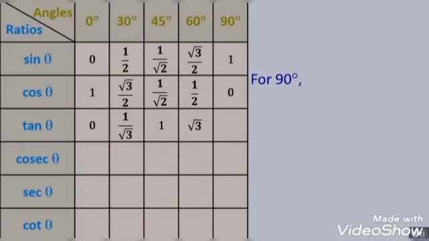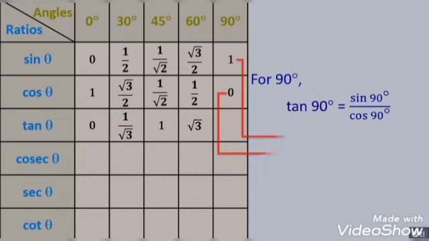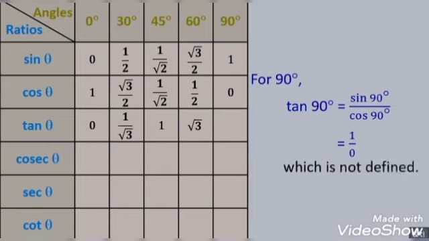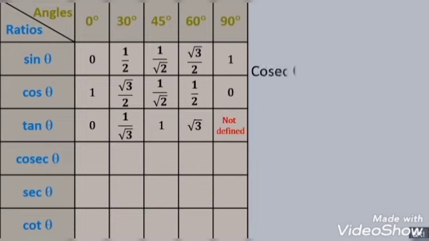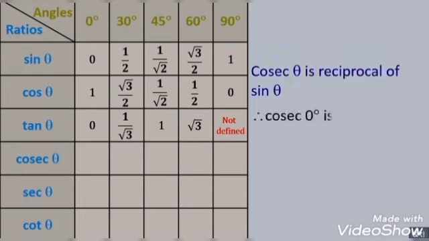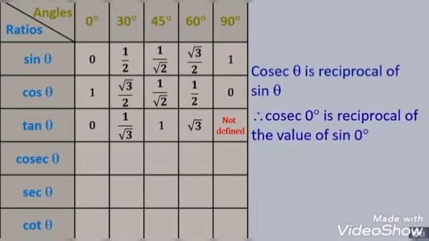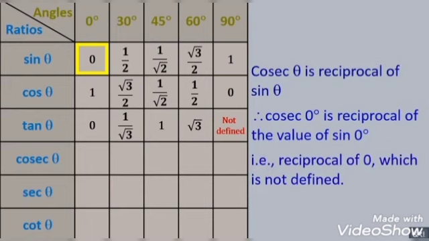Now for 90 degree, tan 90 degree is equal to sin 90 degree by cos 90 degree, which is equal to 1 by 0, and the answer is not defined. And now cosec theta is the reciprocal of sin theta. Cosec theta is the reciprocal of the values of sin theta, that is, the reciprocal of 0, which is not defined.